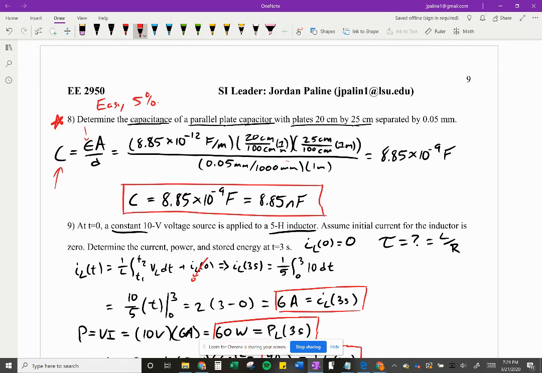On the test, you can either see this or that 8.85 times 10 to the negative 9th farads, or you can see 8.85 nanofarads. This is the same value, same answer. Okay.